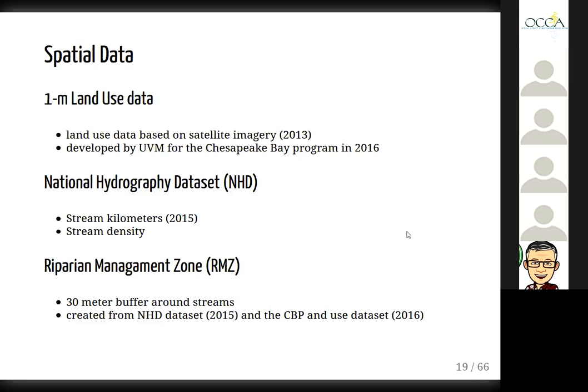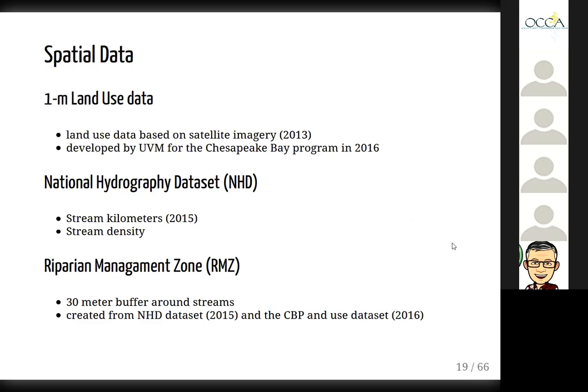So we also looked at the spatial data using ArcGIS, and we looked at the 1-meter land use dataset, which is available from the Chesapeake Bay Program. It was developed by UVM in 2016, and it's based on satellite imagery from 2013. The National Hydrography Dataset, or NHD, looked at the stream kilometers and created a stream density map. And from these two we created a riparian management zone map, which is a 30-meter buffer around the NHD streams.